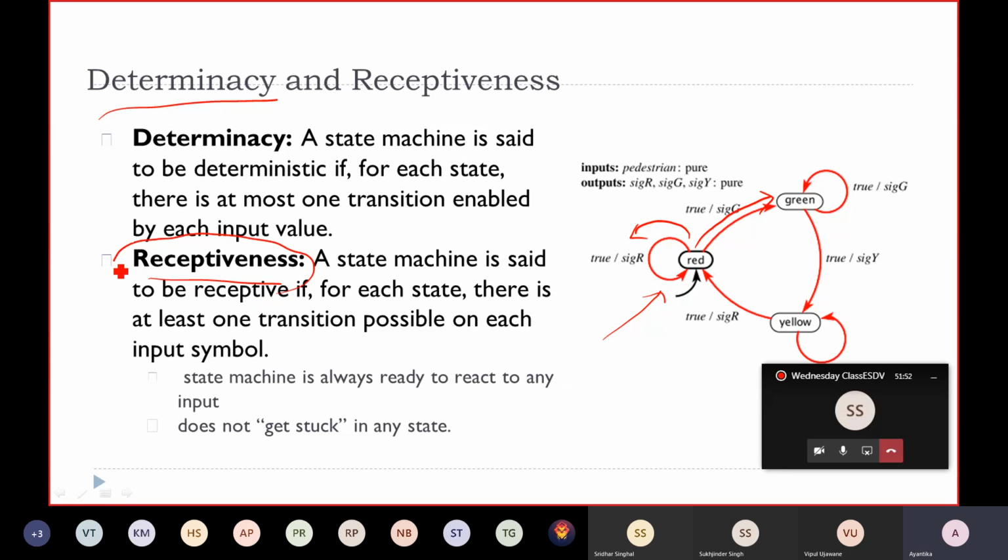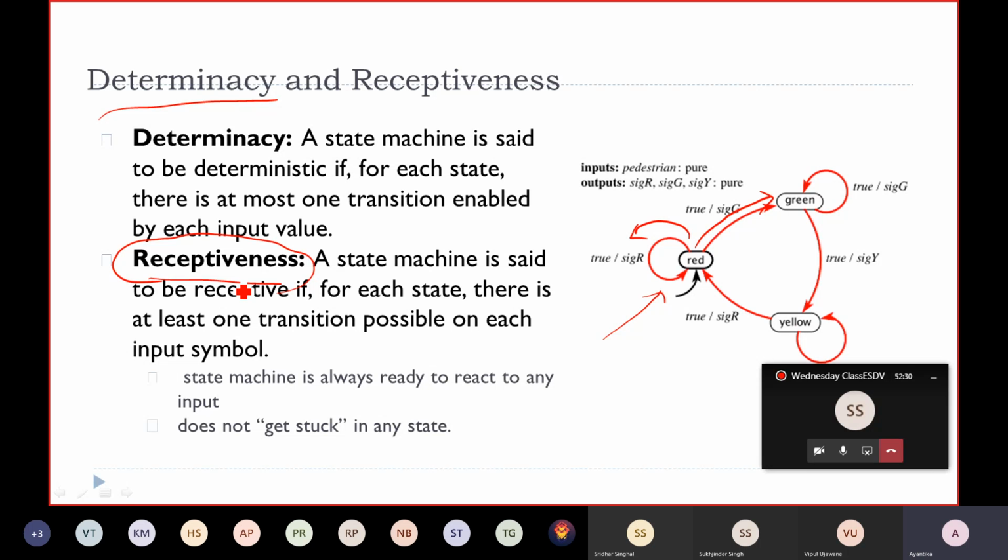Another important property is receptiveness. Deterministic behavior is mostly related to how you are choosing your transition conditions smartly, and receptiveness is mostly related to how you are choosing your states. So how are we defining receptiveness? A state machine is said to be receptive if for each state there is at least one transition possible on each input signal.